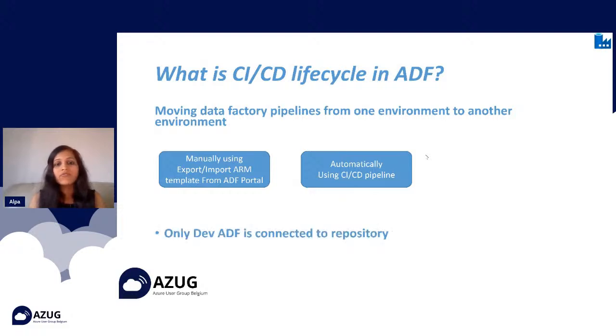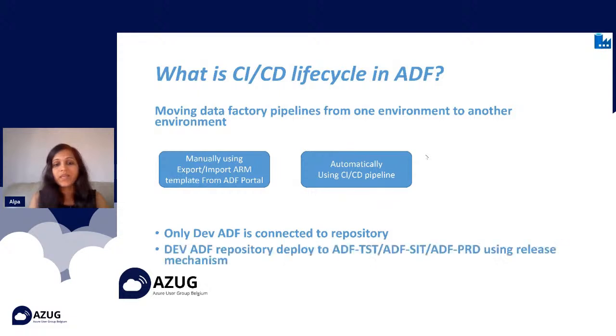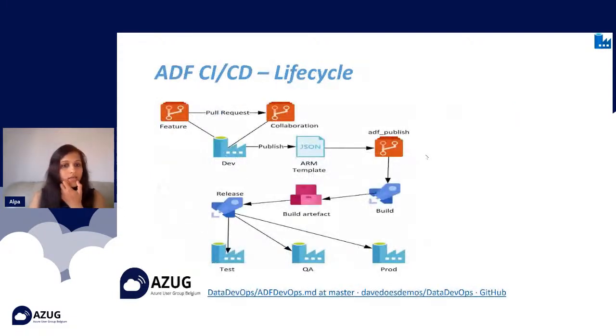If you use a CICD pipeline, then only one data factory is connected with your repository, and all the other environments use a release of this repository, which is the dev repository. Here you can see in the lifecycle that I have four data factories: dev, test, QA, and prod. Three of these are connected with a release pipeline, but my dev data factory is connected with a collaboration branch and repository.